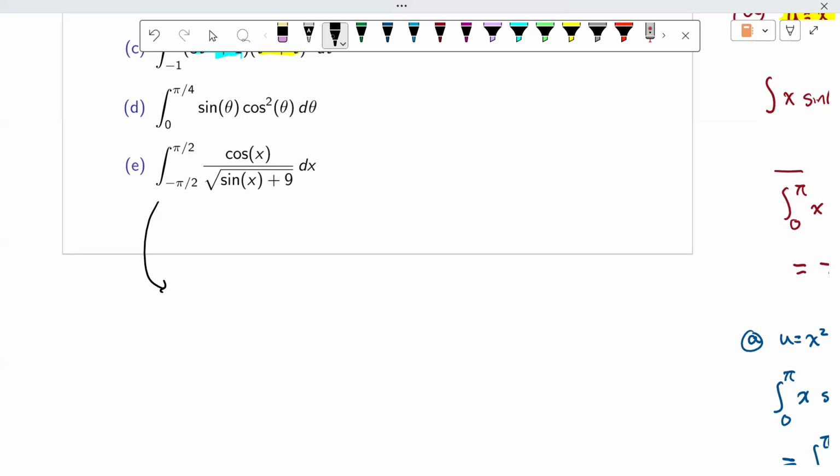I don't know if anyone got started on this, but looking at this right here, it may not be immediately clear what your U ought to be. Does anyone want to suggest what we should try for a U here? Yeah, you could try U as the square root of sine x plus 9, but actually the square root is just going to make things worse. You're welcome to try it. But what's inside the square root? That's a good idea for letting that be your U.